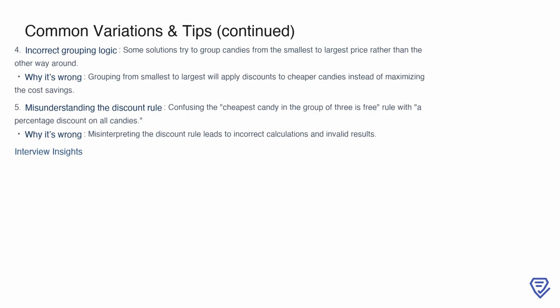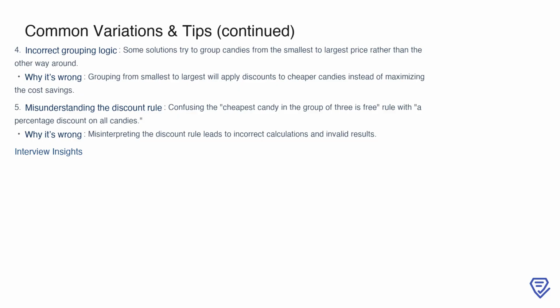Another common error is using incorrect grouping logic. Some solutions group candies from the smallest price to the largest, but this approach applies discounts to cheaper candies, reducing the overall savings. Instead, grouping in descending order ensures the discount is applied where it saves the most money.